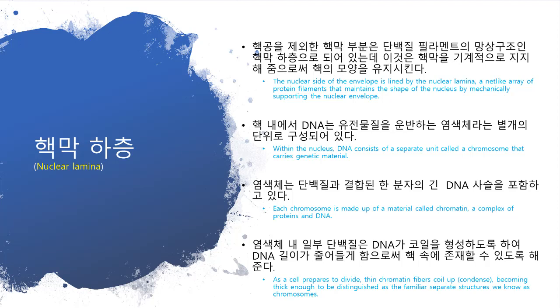Now, within the nucleus, DNA consists of separate units called chromosomes. The chromosome carries the genetic material. Each chromosome is made up of a material called chromatin. This is a complex of proteins and DNA. As the cell prepares to divide, thin chromatin fibers coil up or condense, becoming thick enough to be distinguished as the familiar separate structures we know as chromosomes.